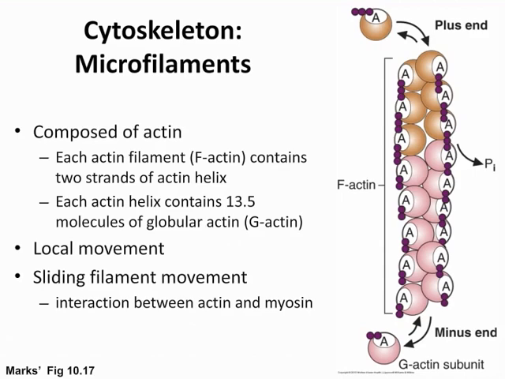So the thinnest type of filaments are called microfilaments. They're made of actin, so that's the key word, they're made of actin. Each actin helix contains 13.5 molecules of globular actin. Microfilaments are for local movement and sliding movement. So they have an interaction between actin and myosin.